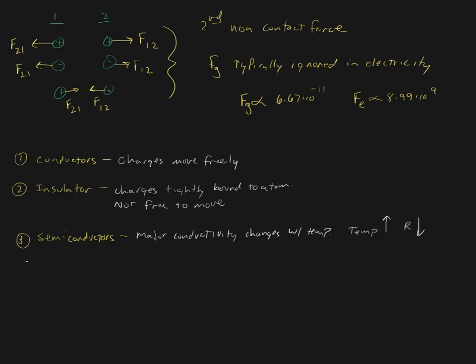The fourth type of material is the superconductor. And the superconductor is one in which there is no electrical resistance, but that only occurs at very, very low temperatures. Okay, the ultimate goal of scientists who are researching superconductors would be to have a room temperature superconductor.